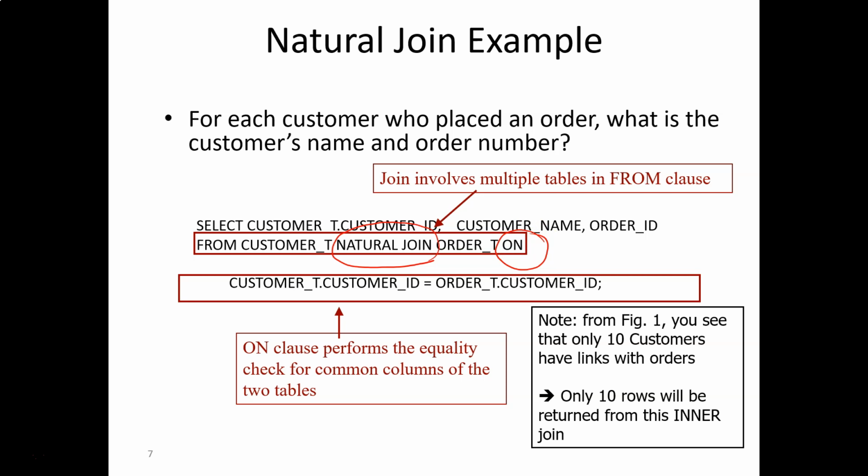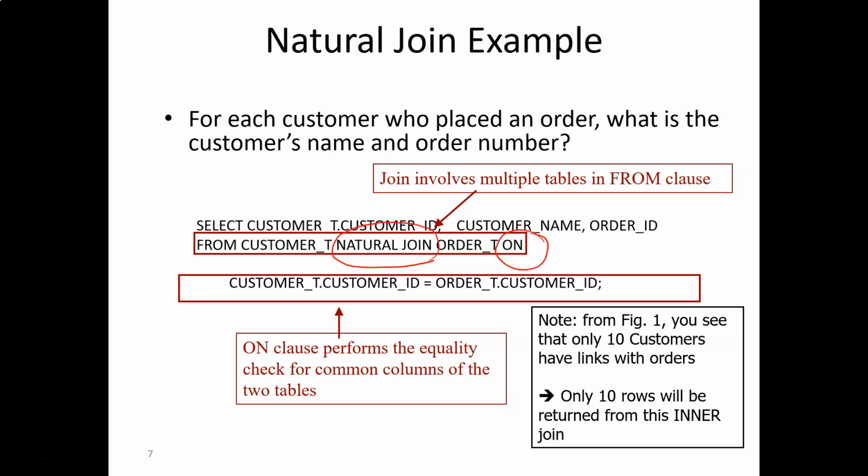What we are doing here is we are matching the customer ID field in the customer table with the customer ID field in the order table. If there is a match, then we are going to list that record in the result. So in this particular case, we are joining the table in the from clause. There are actually a number of different ways to write the join statement.